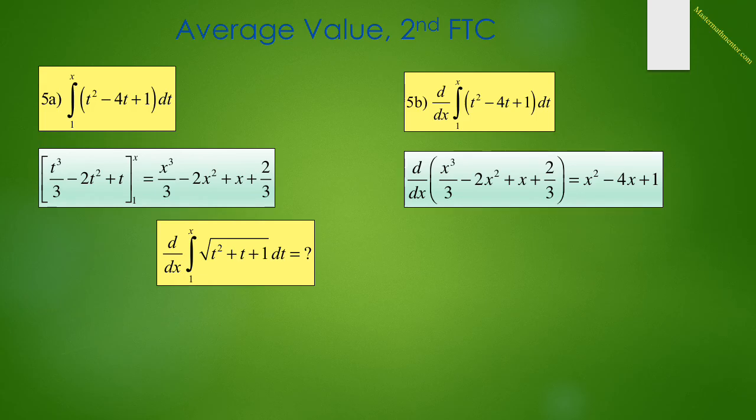Now suppose we were asked to take the derivative with respect to x of the integral from 1 to x of the square root of t squared plus t plus 1 dt. How would we do this? We cannot take the integral of the square root of t squared plus t plus 1 by u-substitution. We know of no way to actually take that integral. And yet, we are not actually being asked to find the integral. We're asked to find the derivative with respect to x of the integral from 1 to x of that expression.